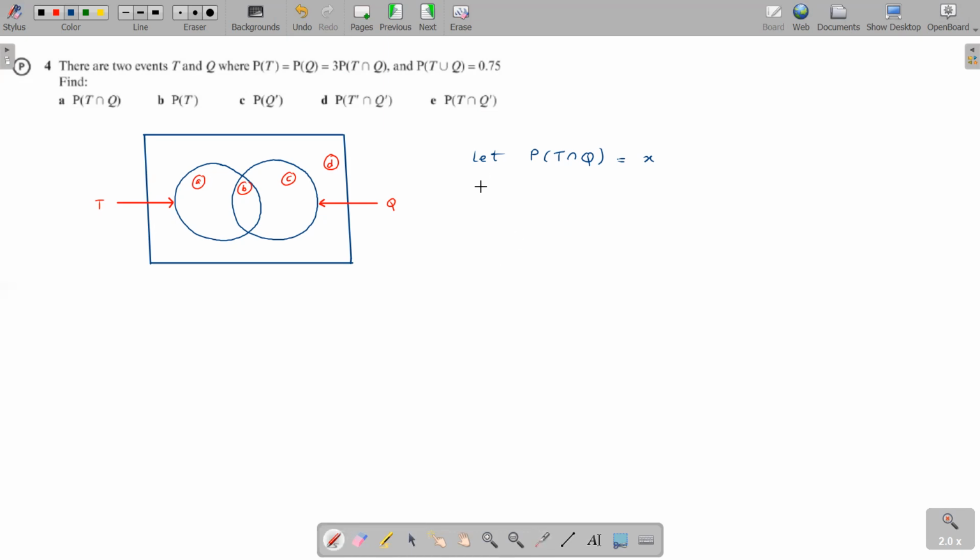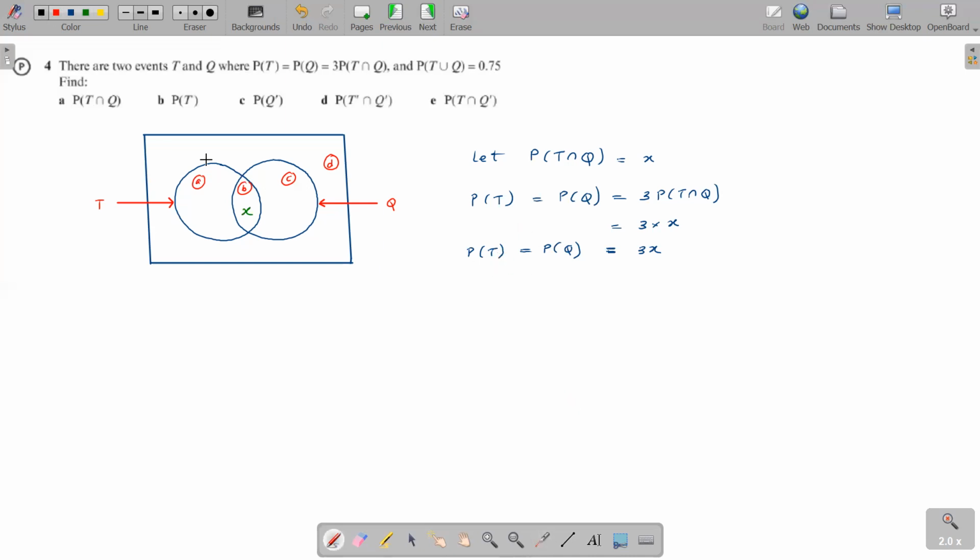So which means the probability of T is equal to the probability of Q is equal to 3 times the probability of T intersection Q, right? That's what they give. So this is equal to 3 times X, since the probability of T intersection Q is X. So 3 times X is 3X. Can you see, guys? Which means the probability of T equals the probability of Q equals 3X. And also we said the T intersection Q probability is X, which means you can mark the middle as X here. So I'm marking the T intersection Q probability as X, and then the probability of T is 3X.